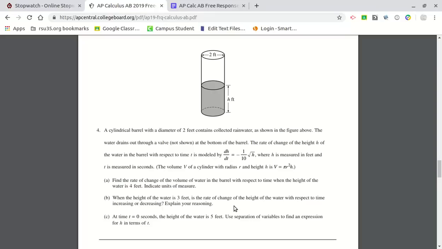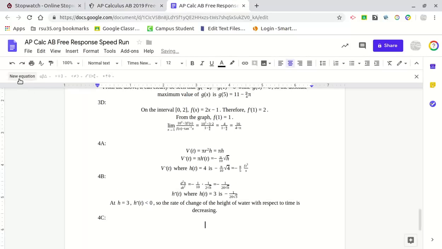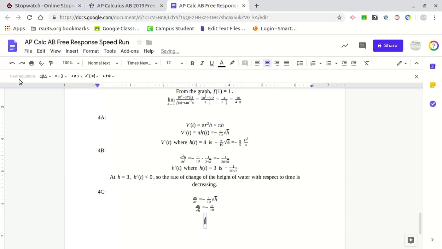4C. At time t equals 0, the height of the water is 5 feet. Use separation of variables. Okay, so this is what we were all expecting. Solving differential equations. Okay, so dh over the square root of h is negative dt over 10. If I take the integral of both sides, I should probably denote that I'm taking the integral.